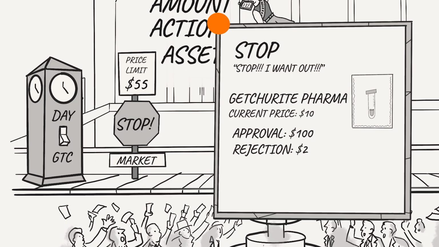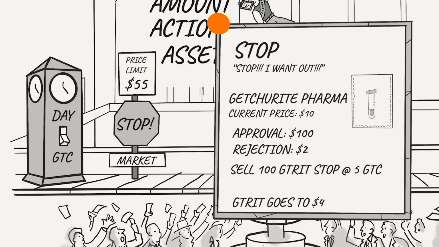So I can watch and wait day by day, waiting to see if it gets approved or rejected, or I might place the sell stop at say $5, meaning if it gets to $5, I'm tapping out and yelling stop. So let's say that the drug gets rejected and the stock crashes one day from $10 down to $4. The moment that a trade happens at or below $5, my order immediately becomes a market order.